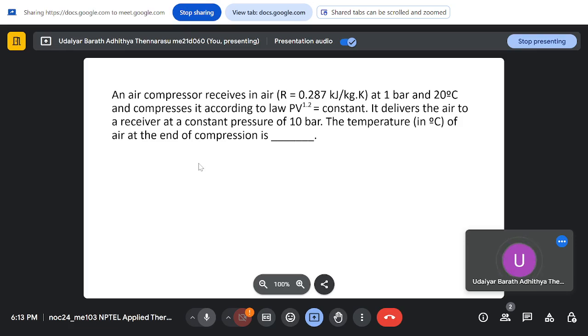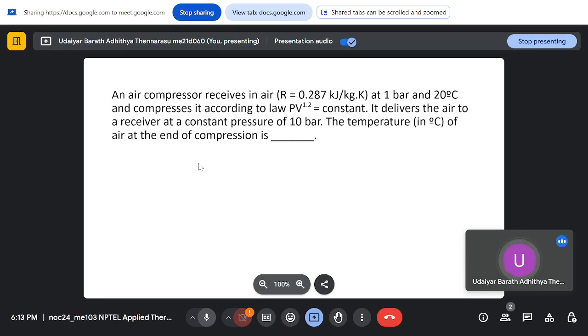So the next question is, an air compressor receives air, and the gas constant value for air is given as 0.287 kilojoule per kg Kelvin. This air is coming into the air compressor at 1 bar and 20 degrees Celsius and is compressed according to the law PV raised to power 1.2 equals constant. It delivers the air to a receiver at a constant pressure of 10 bar.